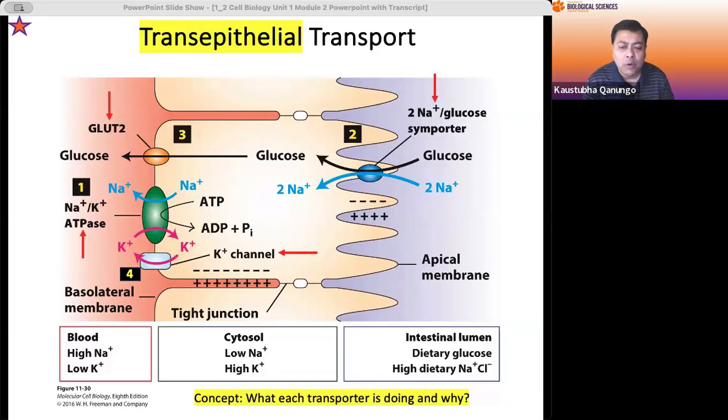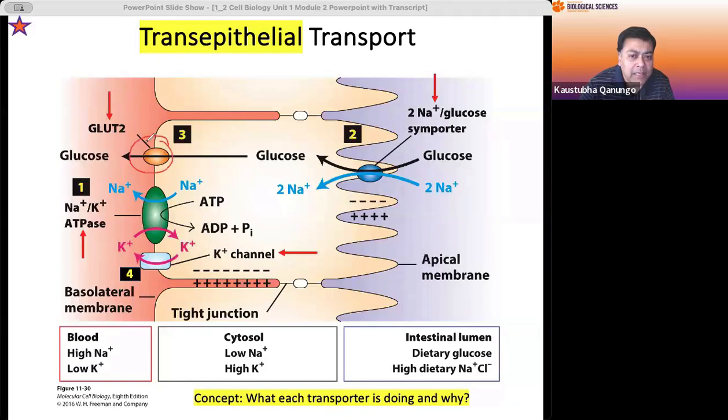So we can ask you a fill in the blank type of question. Say, for example, one example of transepithelial transport in the intestinal epithelial cells includes a sodium glucose symporter in the intestine facing membrane. Then you have an energy requiring sodium potassium pump facing the blood side, and a GLUT2 transporter allowing the facilitated diffusion of those outside the cell.